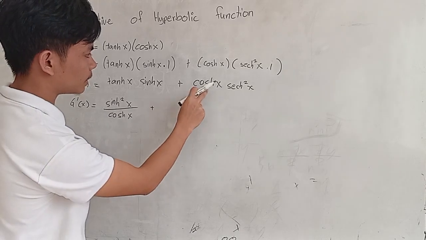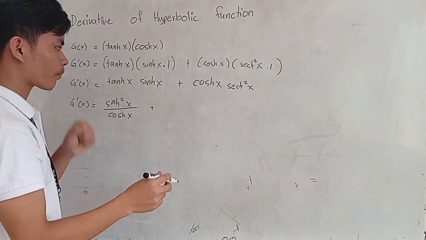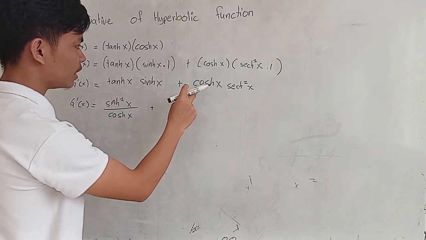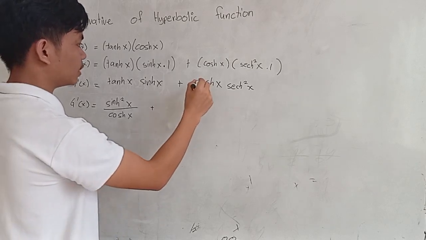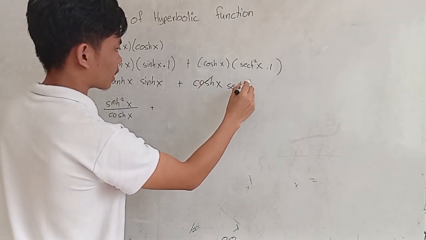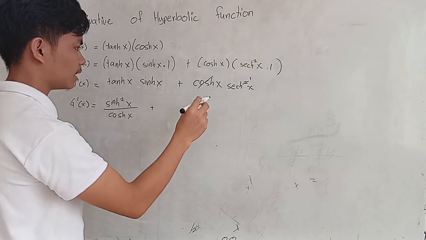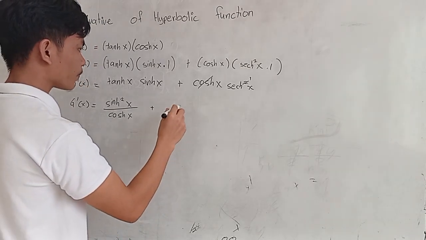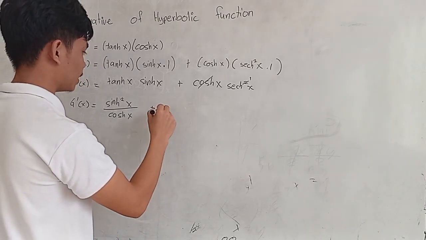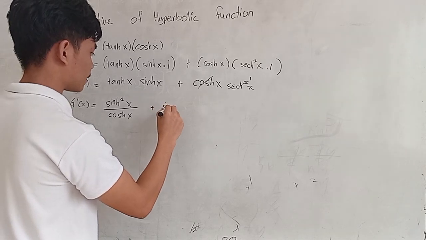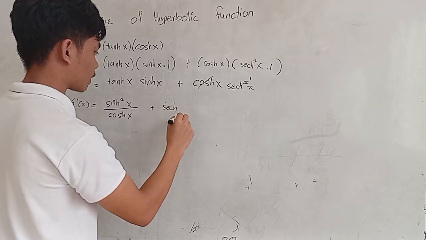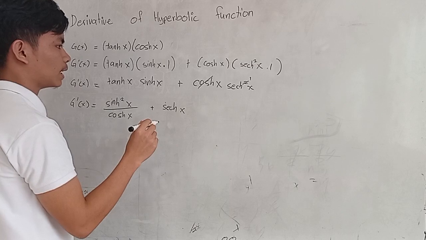And here there is a cancellation, so we are left with just one hyperbolic secant plus hyperbolic secant.